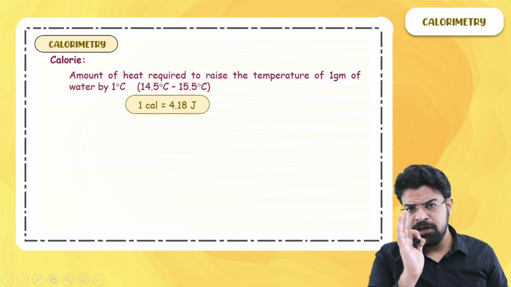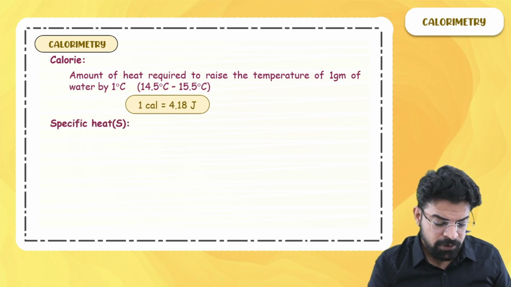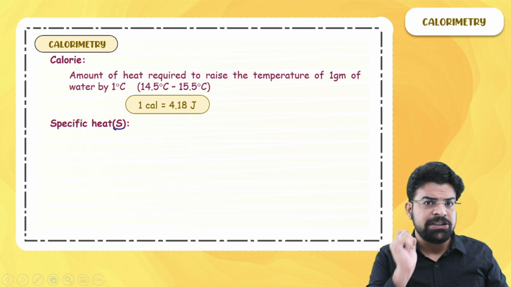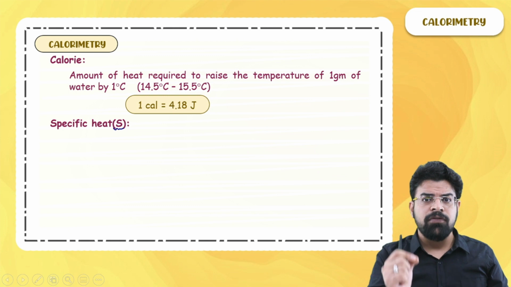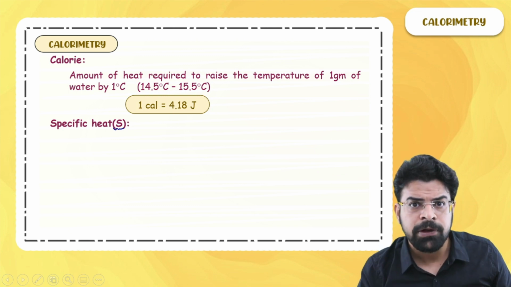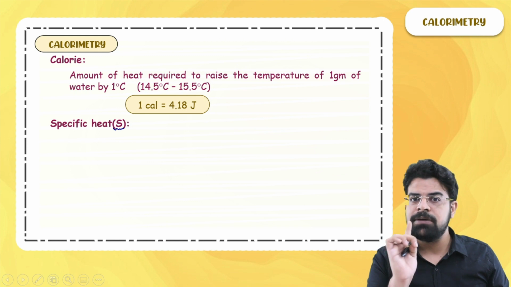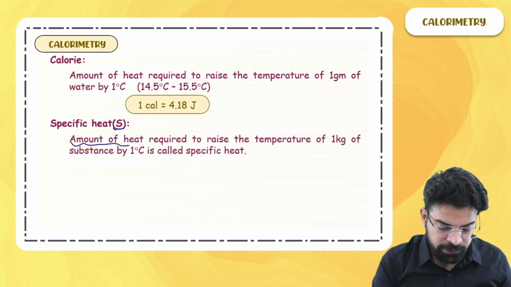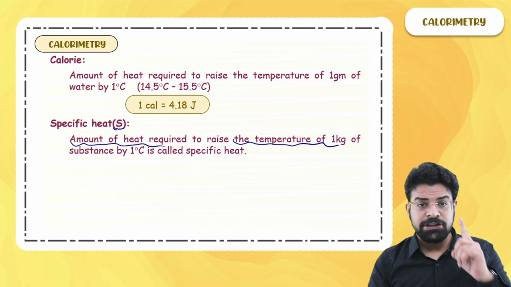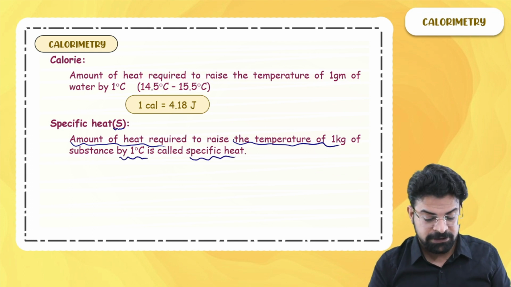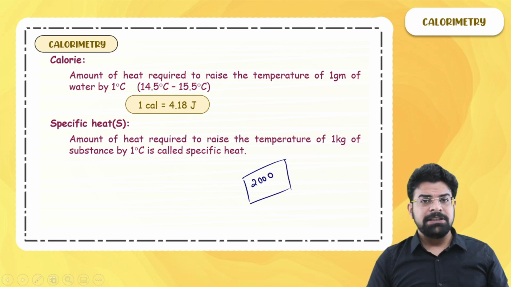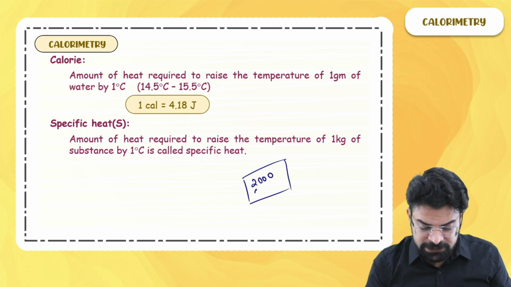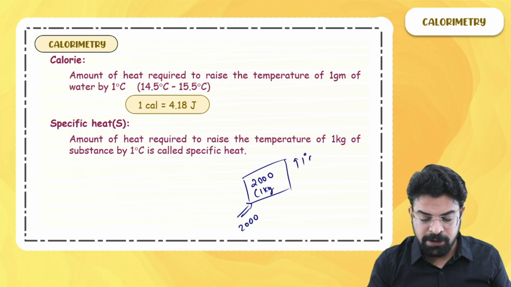Now the next term we need to focus on is called specific heat. So what is specific heat of a substance? The definitions here are really important. So focus. The specific heat of a substance is the amount of heat required to raise the temperature of 1 kg of substance by 1 degree centigrade. So the amount of heat required to raise the temperature of 1 kg of substance by 1 degree centigrade is called the specific heat. So if I say that specific heat of a substance is 2000, it means that if you have got 1 kg of this substance, then you have to give 2000 unit of heat to increase the temperature by 1 degree centigrade.